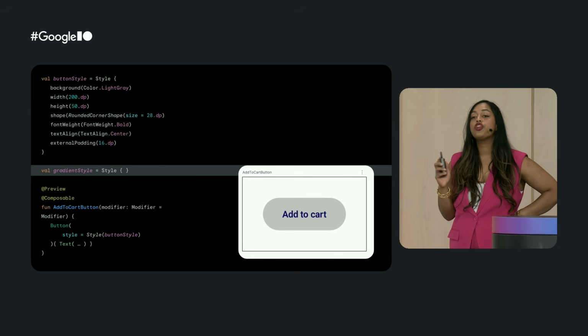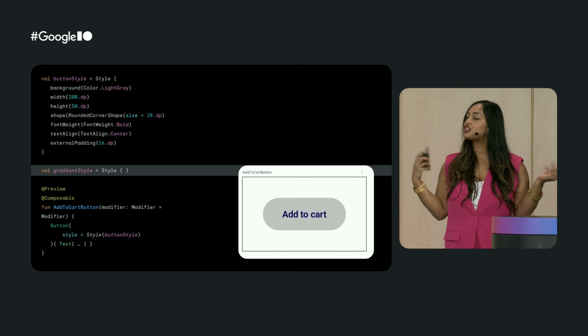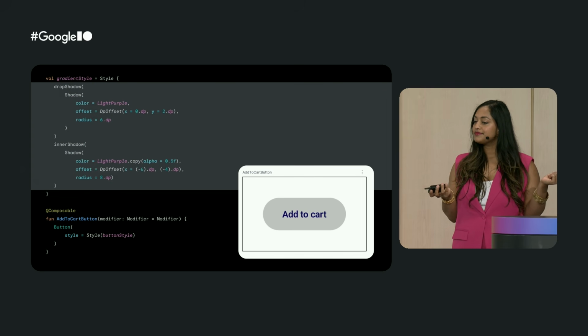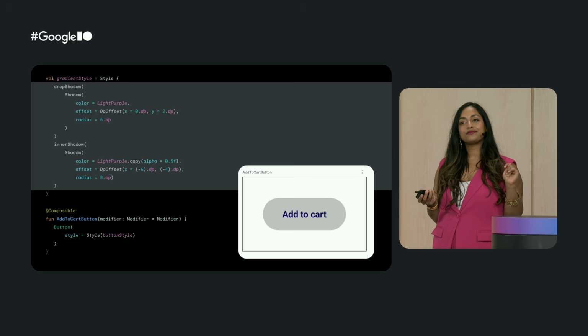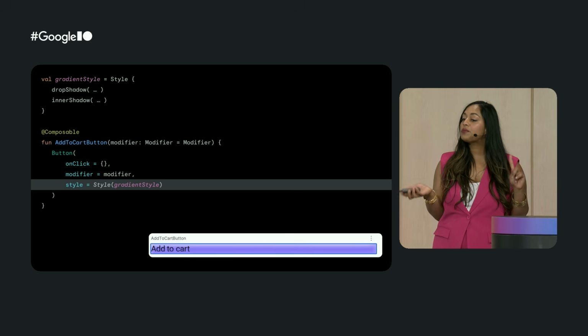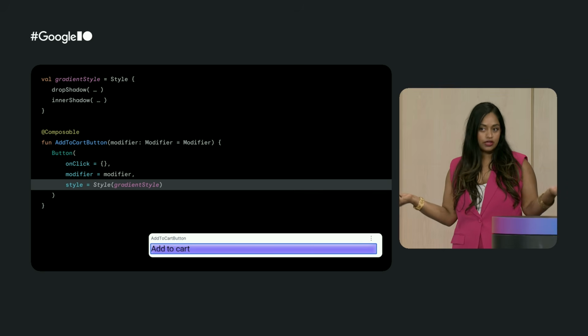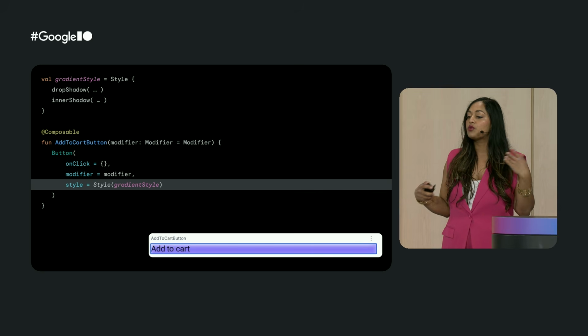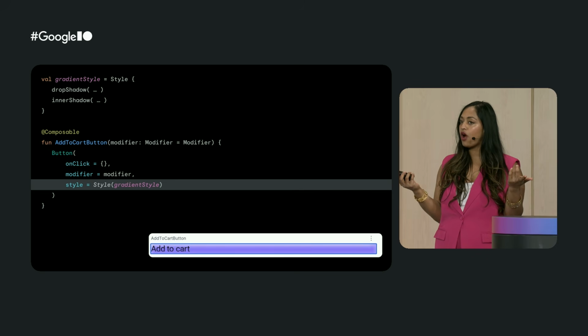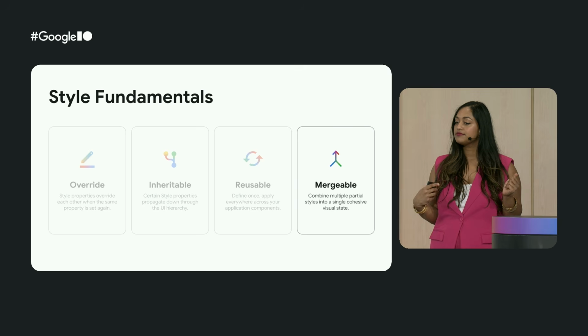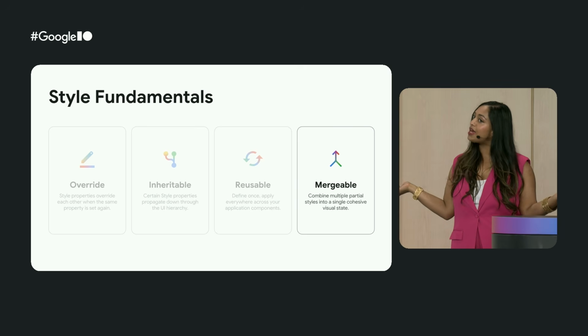So now let's add in a new style called gradient style for our more special custom styling like shadows and gradients. In it, we can add a drop shadow and an inner shadow. And then if we replace button style with gradient style in our button style block, we lose everything from button style. We lose the width, the height, the shape, the padding, and the text alignment. But what we actually want here is the combination of both the button style and the gradient style. And to do this, we'll use style merging.